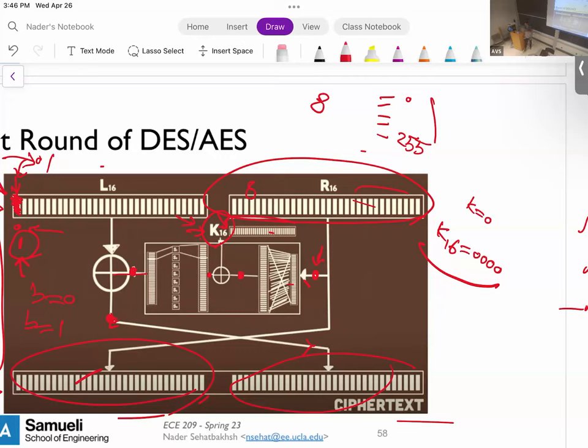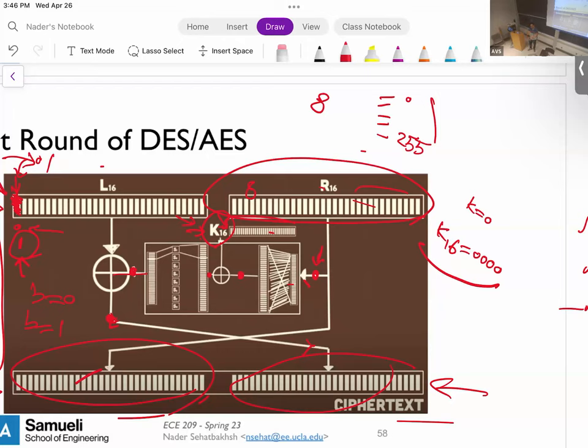Question. I'm confused. Do we also have L and R? You don't have L and R. You only see C. But you know that R16 is the left part of your C. So essentially, you know R, but you don't know L, because L is within the algorithm, and you don't have access within the system. You only have access to the inputs, and you have access to the outputs.